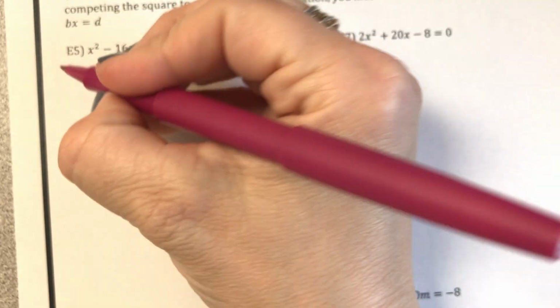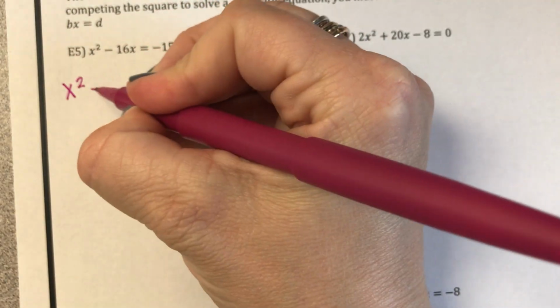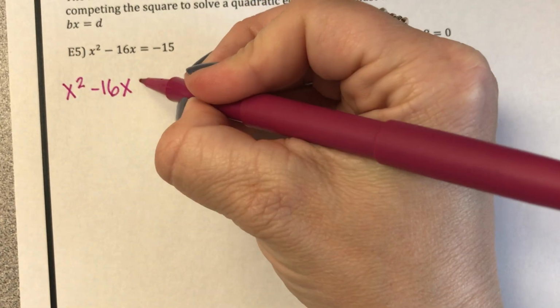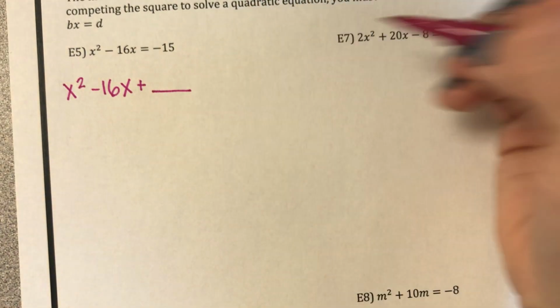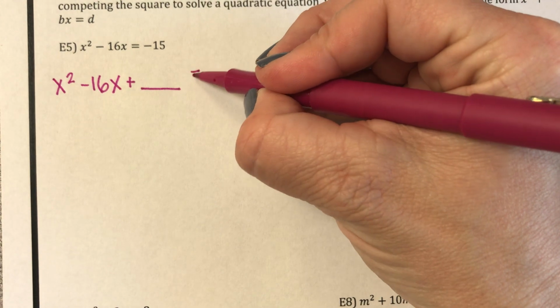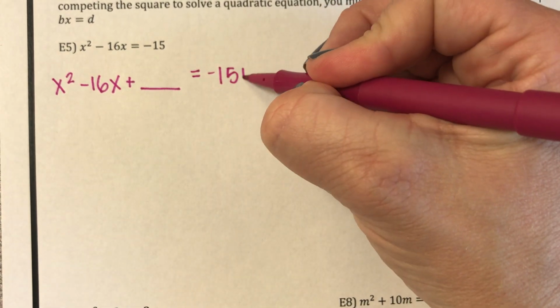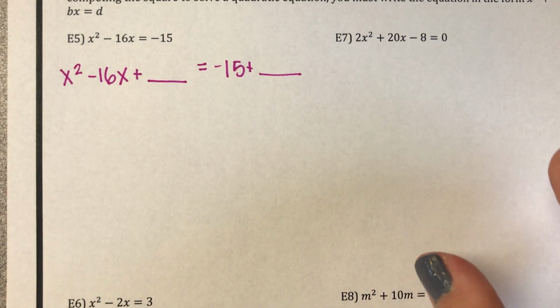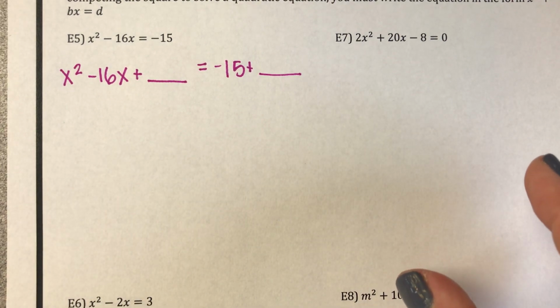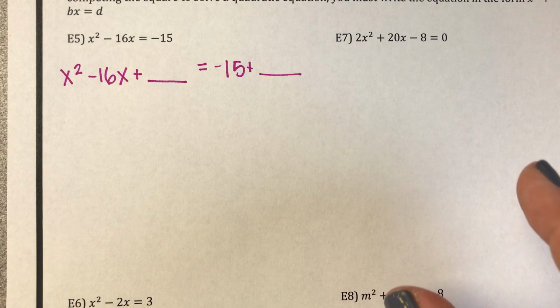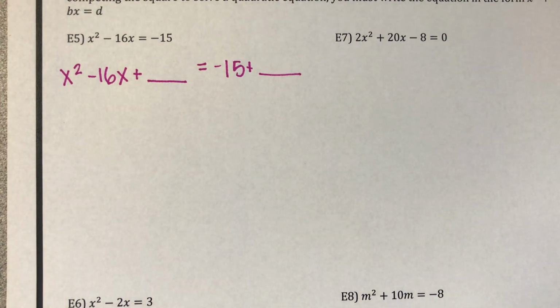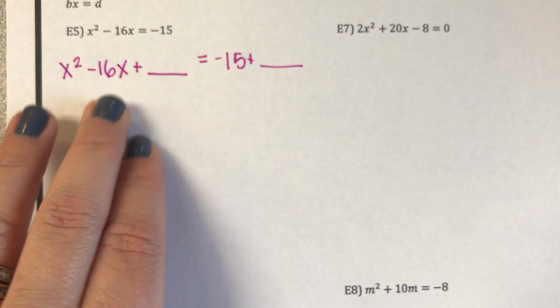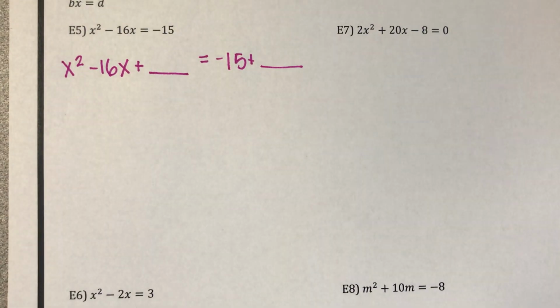So I have x squared minus 16x, and then I'm going to complete it by adding some number, right? And that's going to equal negative 15 plus some number. Because think back to 5th grade, 4th grade maybe, when you started solving equations. You can do anything to an equation as long as you do the same thing to the other side. So if it's a balance scale, if I add 75 over here, that's fine as long as I add 75 over here on the right.